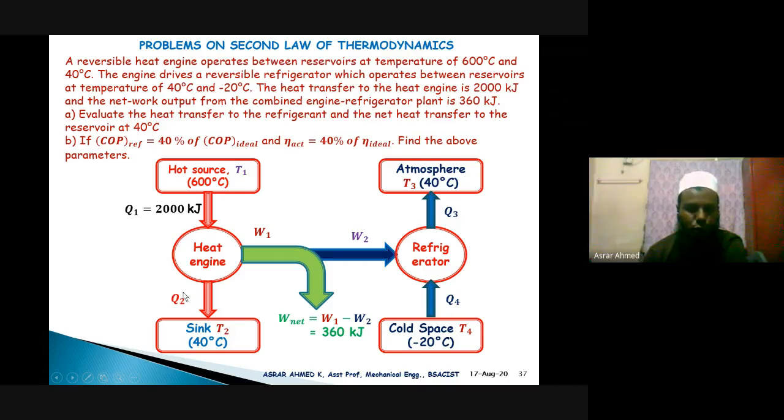What is this Q2 which is being transferred to 40 degrees centigrade? We are having one more 40 degrees centigrade here, which is Q3. So we need to add Q2 and Q3. The net heat transfer to the reservoir at 40 degrees centigrade. So what are all the heat which is being transferred to the reservoir at 40 degrees centigrade?